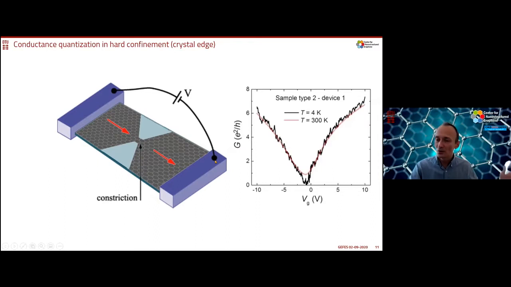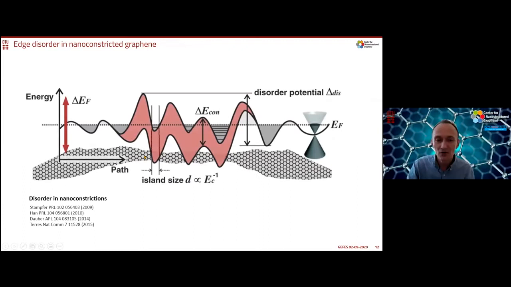So the problem is that graphene is very susceptible to disorder. And that means that the electron current that flows through a graphene nanoconstriction is very responsive to disorder. And I'll try to show you just how much that can be. This is something that is known from a long time ago, that you have this disorder potential where the electrons have to jump from island to island, like from quantum dot to quantum dot, even with quite small edge disorder.